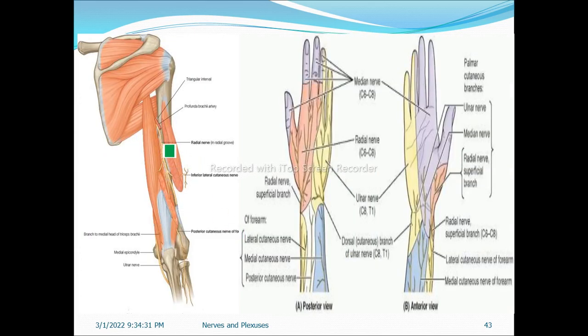This radial nerve passes through the radial groove. In the radial groove are found the origins of the lateral head of triceps brachii and the medial head of triceps brachii. So the medial head is below the radial groove and the lateral head is above the radial groove. So this is the radial groove area where the radial nerve is located.